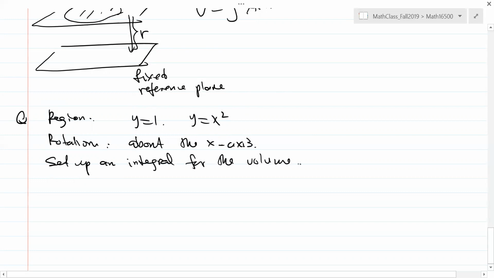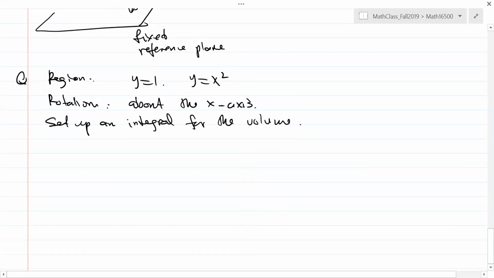Then you can use any method to solve this problem. I wish you to set up 2 integrals for the exercise, because sometimes you are required to use disks to set up the integral. Sometimes you are required to use cylindrical shells to set up the integral. Okay, so step 1, draw the picture.